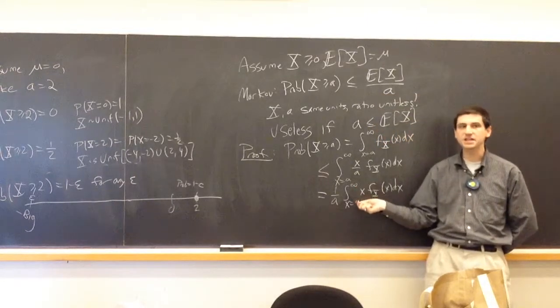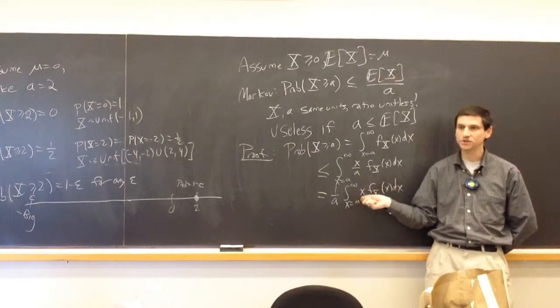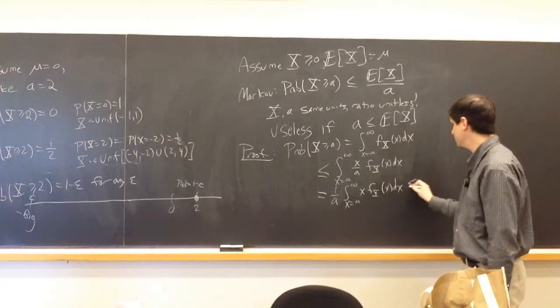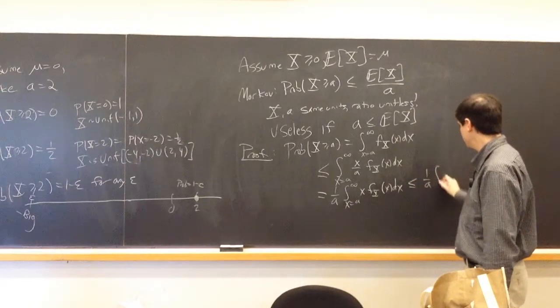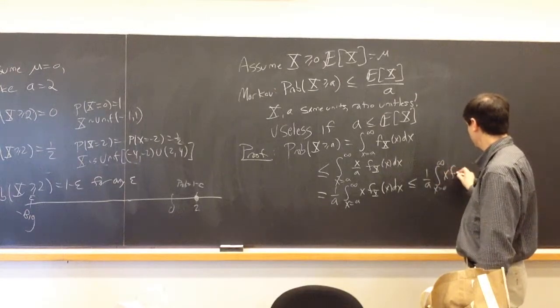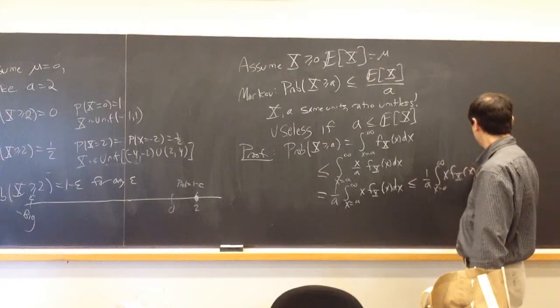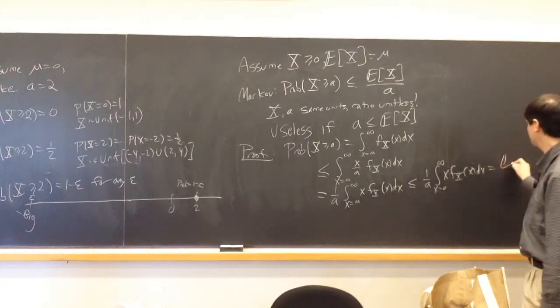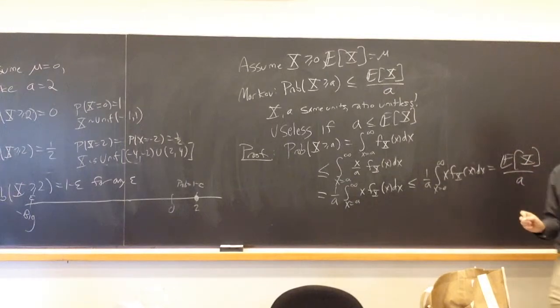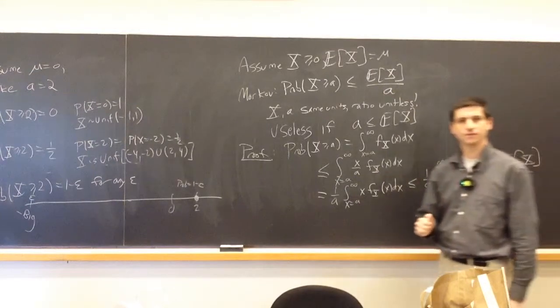Now I can extend the integration down to 0. And if I extend the integration down to 0, is that OK? So this is less than or equal to 1 over a, the integral x goes from 0 to infinity of x f of x dx. And this is just the expected value of x divided by a. And that finishes the proof.